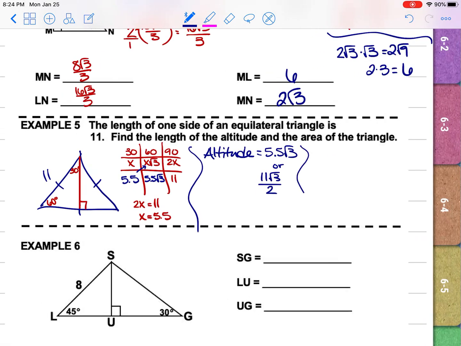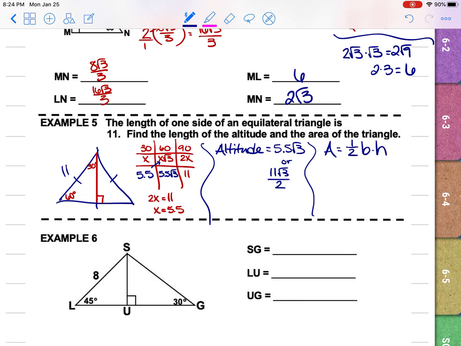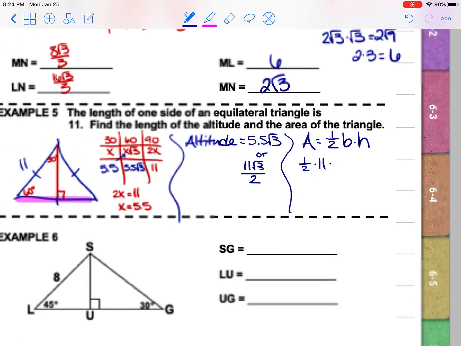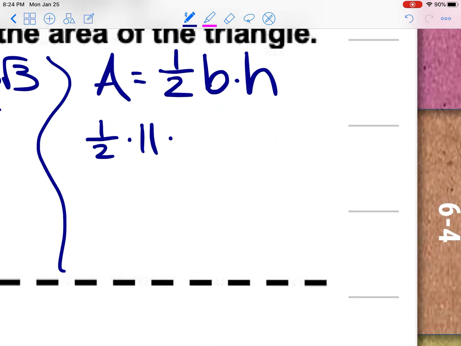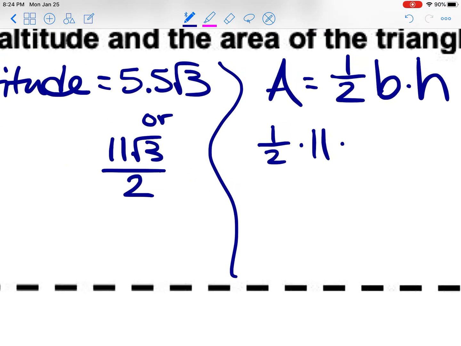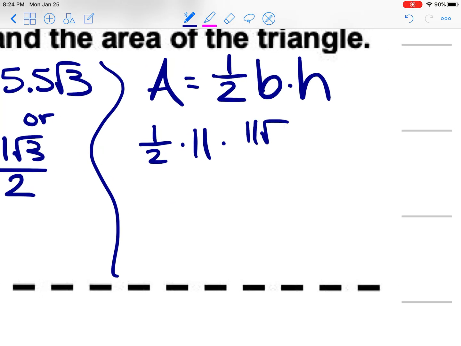Okay, the last little bit is asking for the area of the triangle. The area of the triangle formula we learned back in middle school was 1/2 times base times height. So the base of the triangle, and I'm going to highlight that, is right here. We know the length of that is 11. So we can say 1/2 times 11 times our height, which is across from the 60, is, you can use either one, either the 5.5 square root of 3 or the 11 square root of 3 over 2.